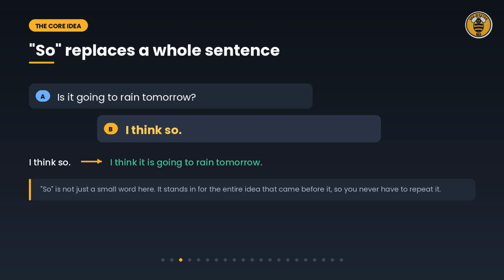Let us start with the core idea. Imagine somebody asks you this. Is it going to rain tomorrow? And you answer, I think so. Now look carefully at what just happened. The word so is doing an enormous amount of work. I think so means I think it is going to rain tomorrow. So is standing in for that entire clause. It is a replacement for a whole idea, not for a single word. Once you see that, everything else in this lesson makes sense.